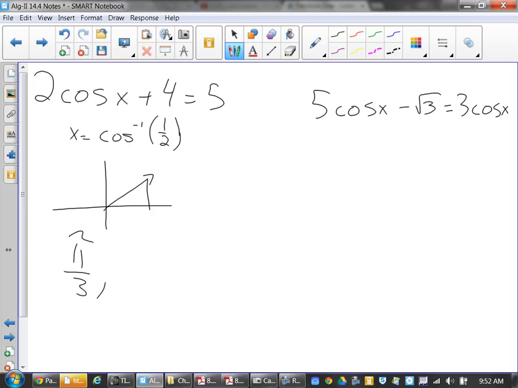Where else is cosine positive? 4th quadrant. So then I have to take 2 pi, subtract a third, and I get 5 pi over 3. See how easy that is?